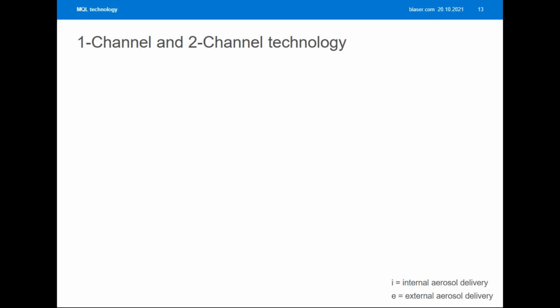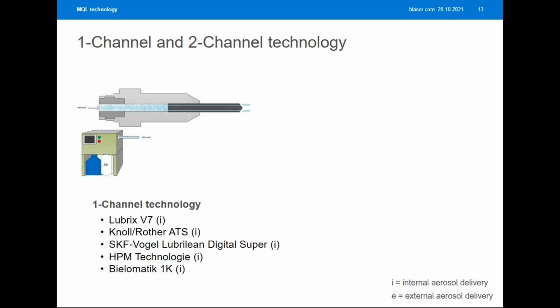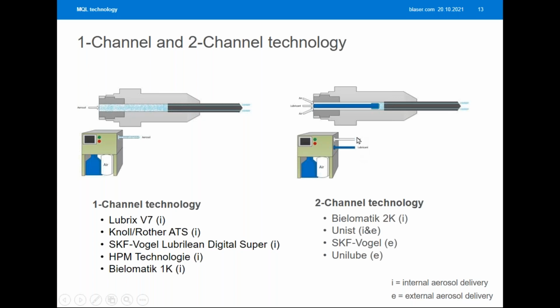So I'm going to talk about the two different philosophies of the MQL devices. This is the one-channel and the two-channel technology. With the one-channel technology, the aerosol is produced within the MQL device and then transported through a tube, through the spindle, through the tool holder and the tool. With the two-channel technology, the oil and the air are transported separately through the spindle and the aerosol is mixed in the tool holder. Then it is brought into the cutting area.